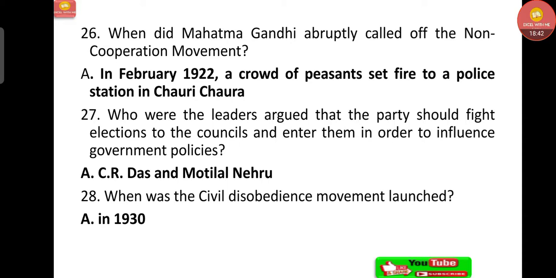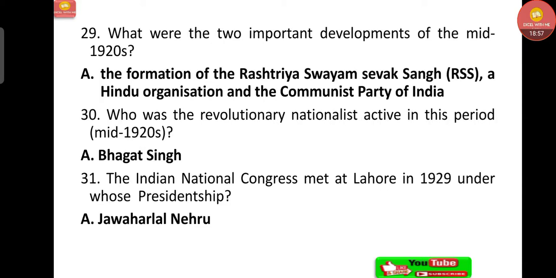Who were the leaders who argued that the party should fight elections to the councils and enter them in order to influence government policies? That was C.R. Das and Motilal Nehru. When was the Civil Disobedience Movement launched? That was in the year 1930.